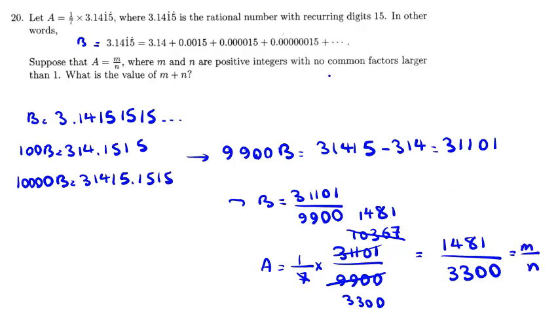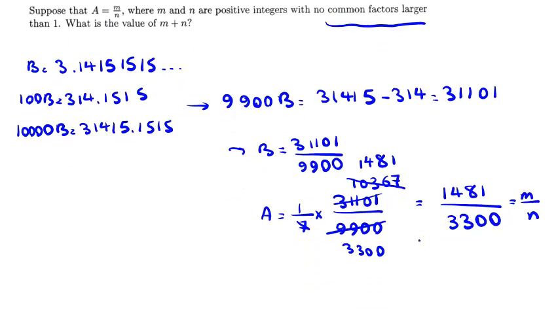The problem says it is m, it is n. You can't simplify anymore. No common factor larger than 1. The problem says m plus n is what? So 1 plus 0 is 1, 8 plus 0 is 8, 4 plus 3 is 7, 1 plus 3 is 4. So the answer is equal to 4781.